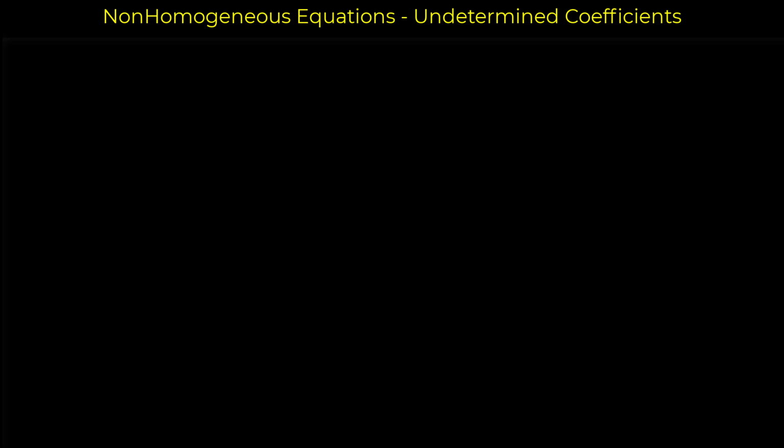In this video, I'm going to show you how we can solve non-homogeneous second-order linear differential equations with the method of undetermined coefficients. Let us start with a simple example. Consider this differential equation: y double prime minus 3y prime plus 2y equals 2x squared minus 8x plus 5.